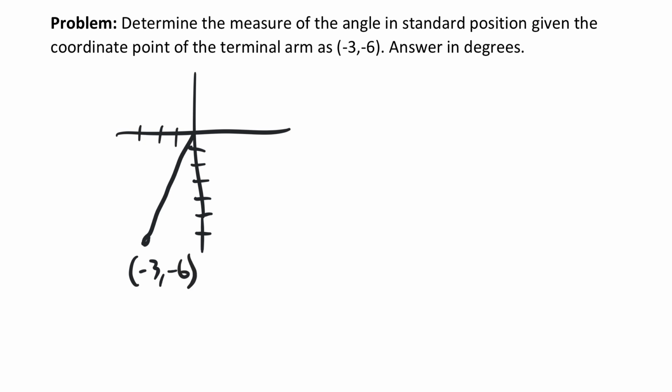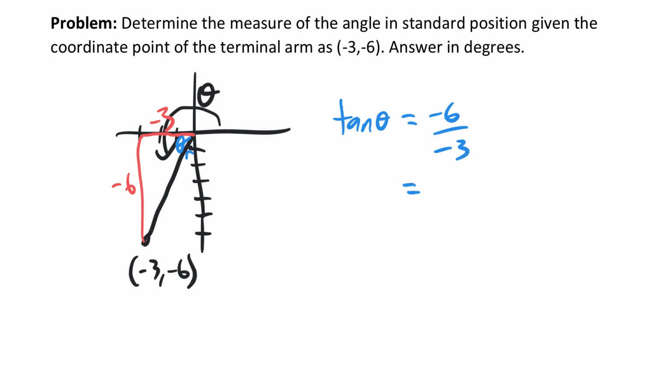And now we're asked to find the measure of the angle in standard position. So that means we need this angle right here. Now to find that angle, it's really helpful to draw a little triangle. If we draw a little triangle here, we'll see it's got one side with a -6, another side with -3. And what we can do is put a little theta inside there, a little reference angle, if you will. So when we're solving for that reference angle, we notice we have opposite and we have adjacent. So we can use tan of theta equals, well, -6 over -3. So that's going to be theta equals tan inverse -6 over -3.